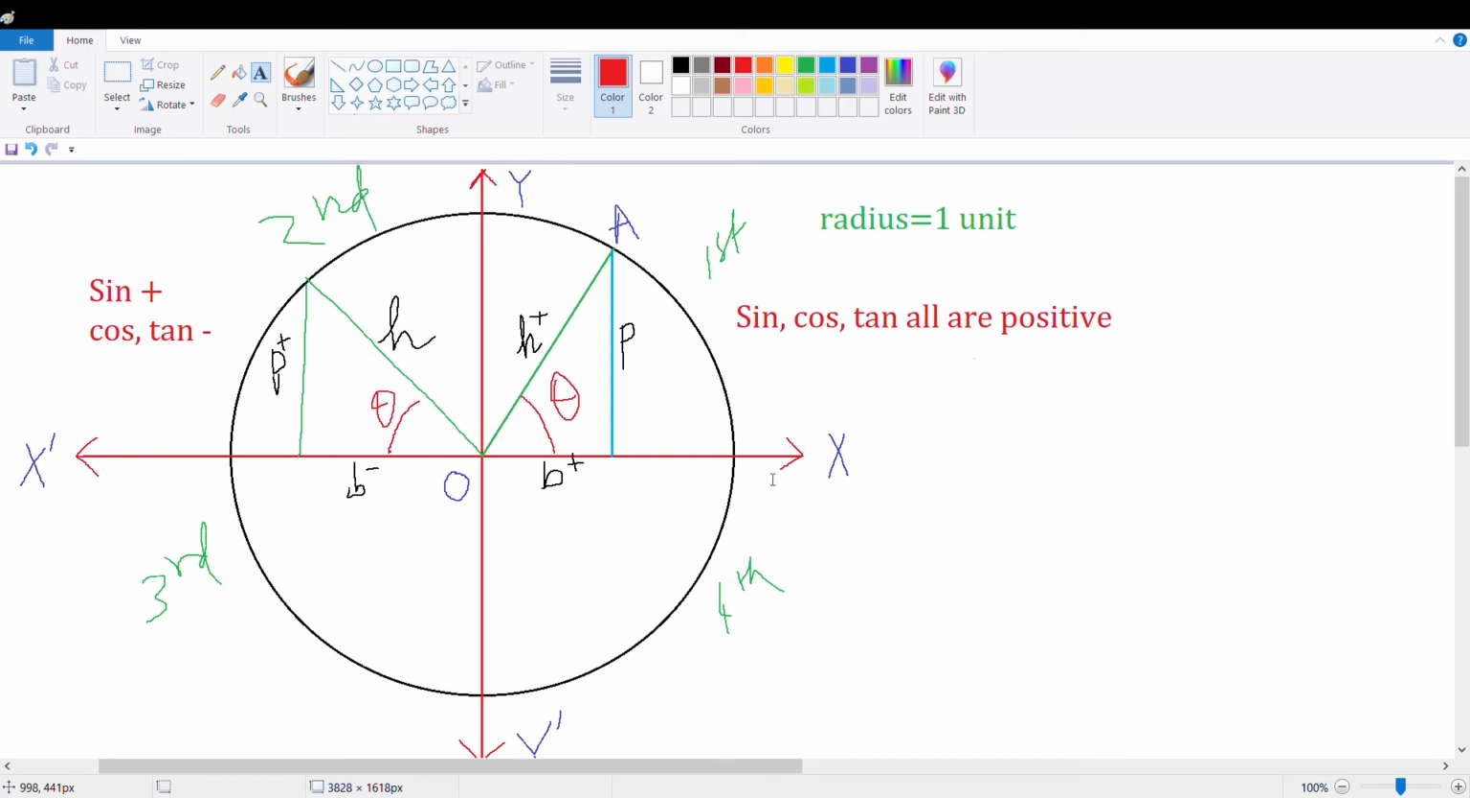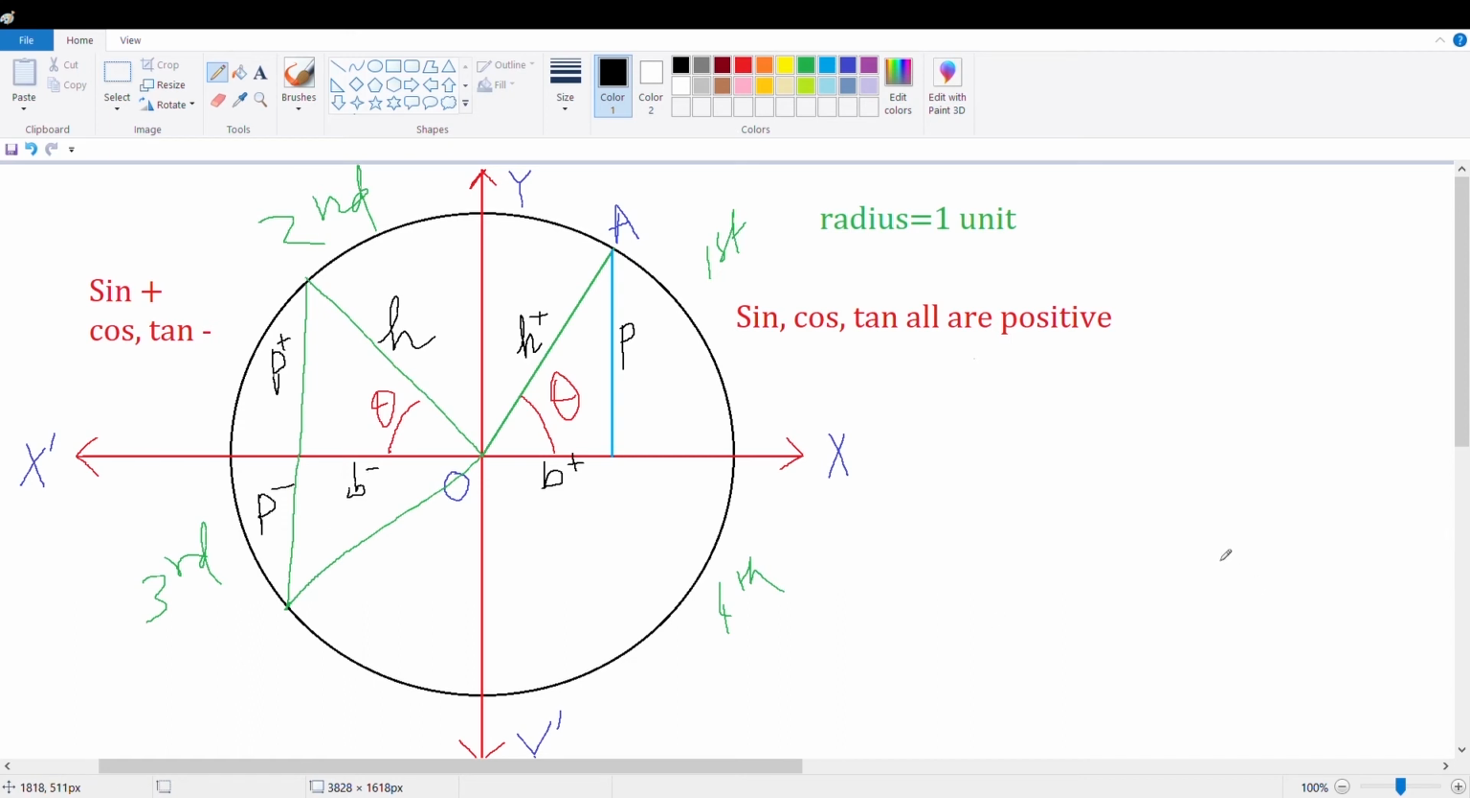Then what in third quadrant? Third quadrant again, I'm drawing another third quadrant. Suppose this is this, okay fine, I'm extending this line, okay, and this. So in third quadrant what is happening? In third quadrant, look, perpendicular is negative, right, and base also negative.